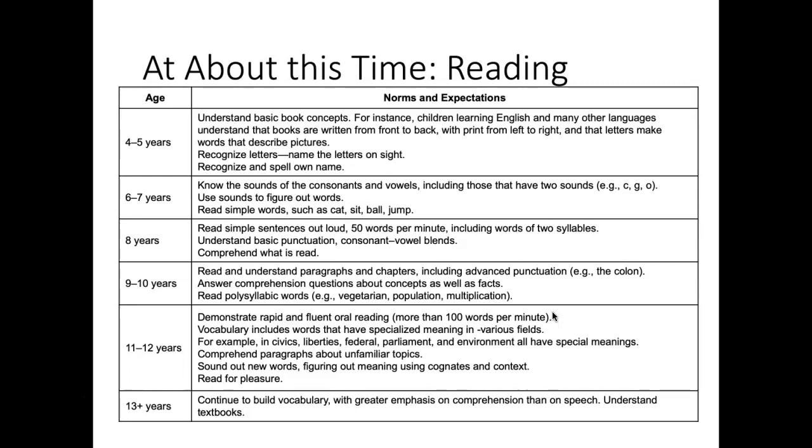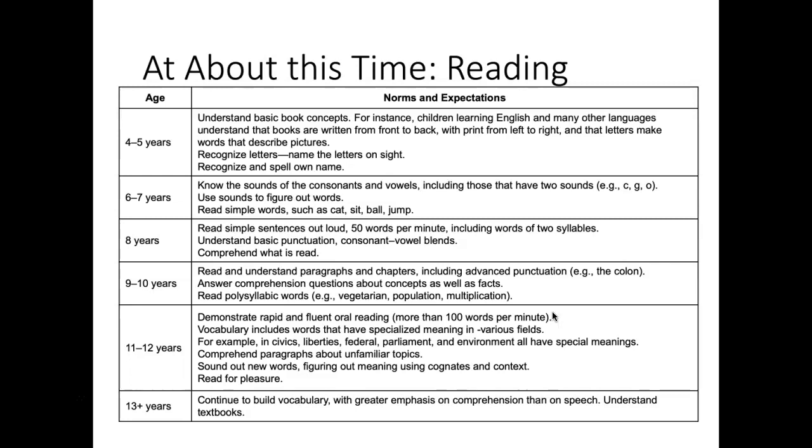By 8 years old, they can read simple sentences out loud, 50 words per minute, including words of 2 syllables. They can also understand basic punctuation, consonant-vowel blends, and children by 8 years old can comprehend what is read and describe the story back to you.